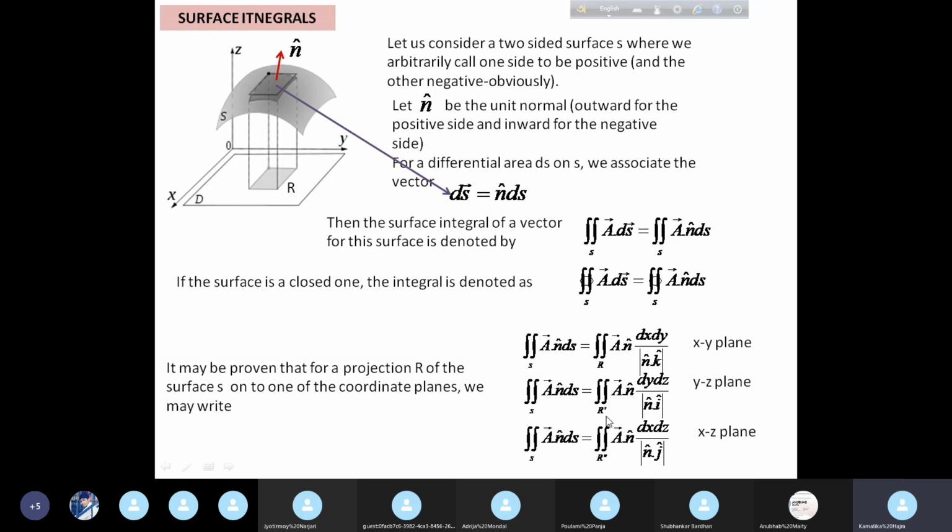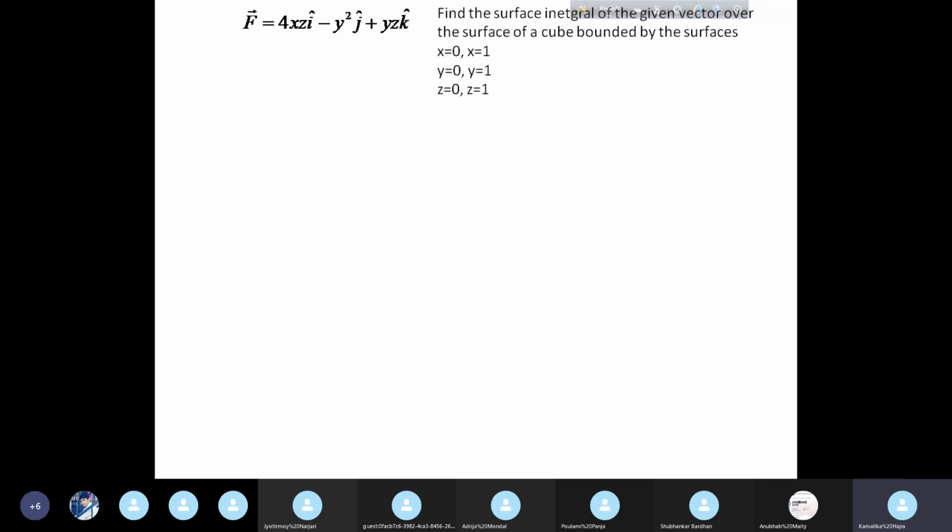See, I have not used R in all the three formulae. The first one is R, which is on the xy plane, but for the yz plane, I have used R prime because that projection will be different from R. For the xz plane, I have used R double prime because that projection will be different from the earlier two. Alright. So depending on the plane on which you are taking the projection, your formula will change.